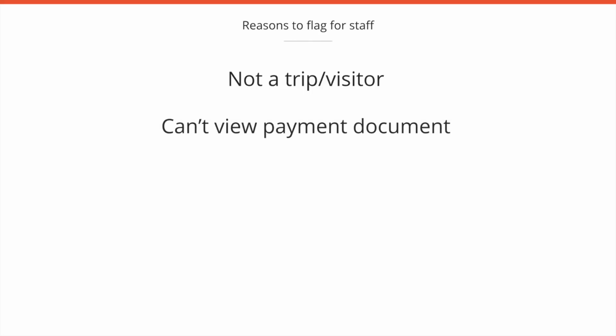Sometimes you should flag a project for staff instead of sending it back to the teacher. Here are 2 scenarios where you should flag a project. Not a trip or visitor. If a project has been submitted as a class trip or class visitor, but there is no trip or visitor component, flag the project for staff. If you're having trouble viewing the payment document, flag the project for staff. We'll follow up with the teacher and make sure that it was submitted correctly.